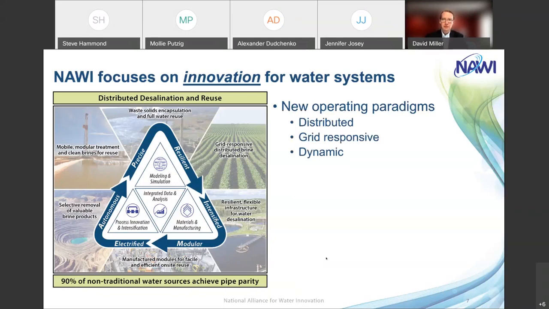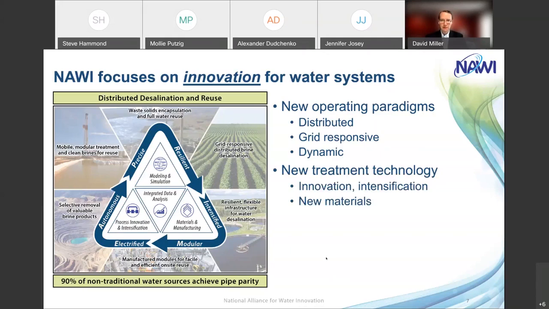So you'll see that NAWI focuses a lot on new operating paradigms, distributed, not the large plants that we're used to, but smaller plants that might be geographically dispersed. Grid responsive, that essentially says a dynamic process that's going to be varying the way that it's operating based upon the requirements of the grid. These are not the typical approaches that we think about when we think about water.